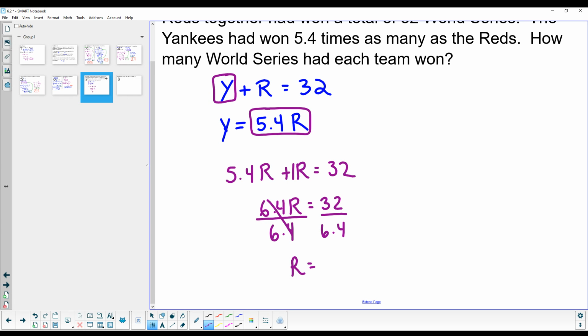So then I'm going to take 32 divided by 6.4, and I'm going to find that the Reds have won 5 World Series. Doesn't seem like a lot, but there's still some teams that have 0. So the Reds have 5 titles.